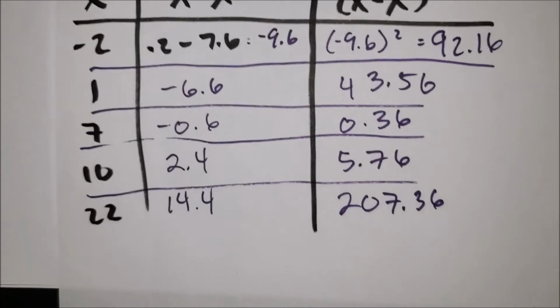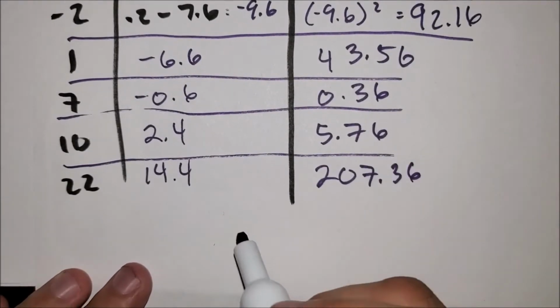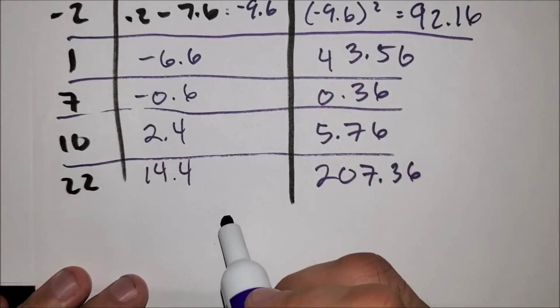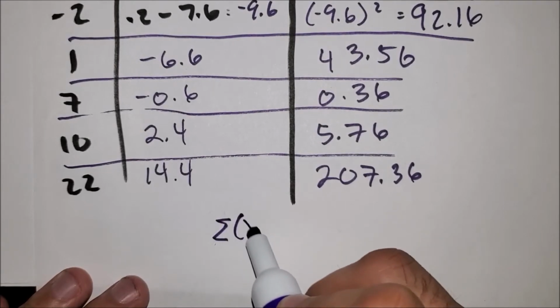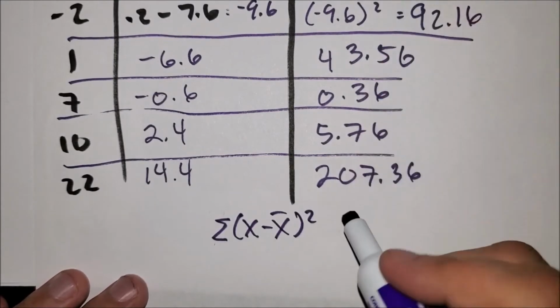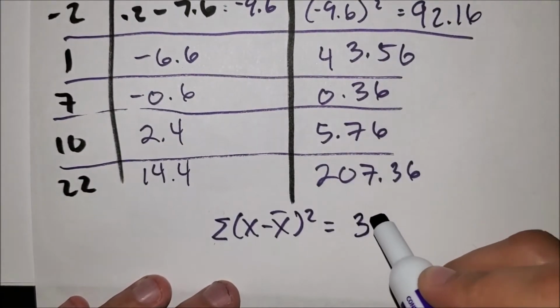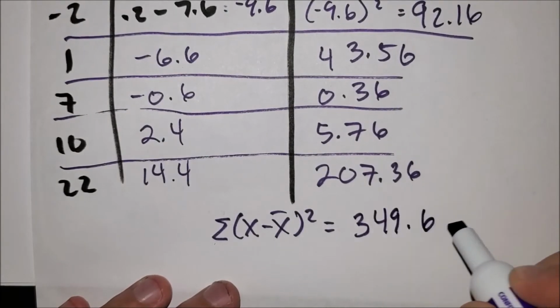The next thing that we're going to do is sum up all of these values. So our sum of x minus x bar squared is all of these things added up, and that gives us 349.6.